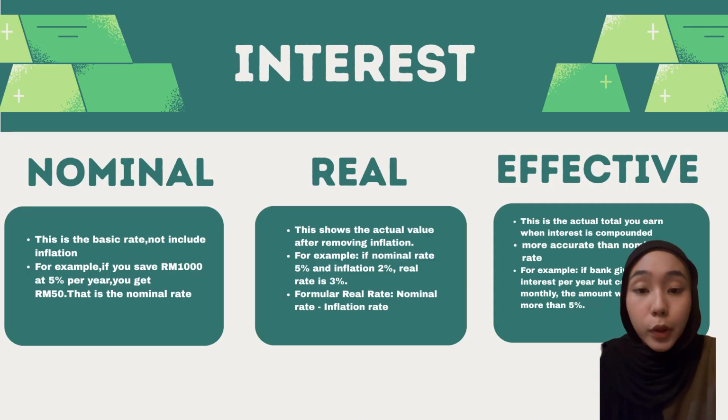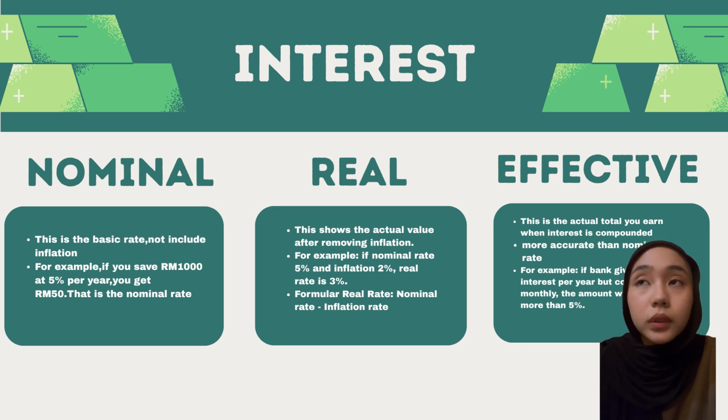I will explain about interest, which is the cost of borrowing money or the reward for saving money. There are three types of interest, which are nominal interest, real interest, and effective interest. Nominal interest is the basic interest, which does not include inflation. For example, if you save 1,000 ringgit at 5% per year, you will get 50 ringgit. That is the nominal rate.